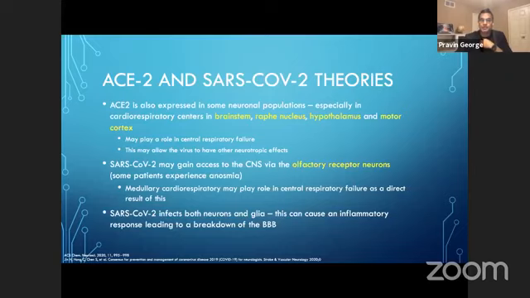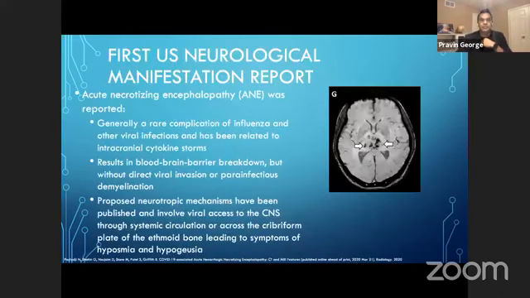And so we're looking at this and seeing that SARS-CoV-2 infects both the neurons and the glia, and this can actually cause an inflammatory response leading to a bigger breakdown of the blood-brain barrier. Fast forward a couple of months, and then we start to see our first US neurological manifestation report.